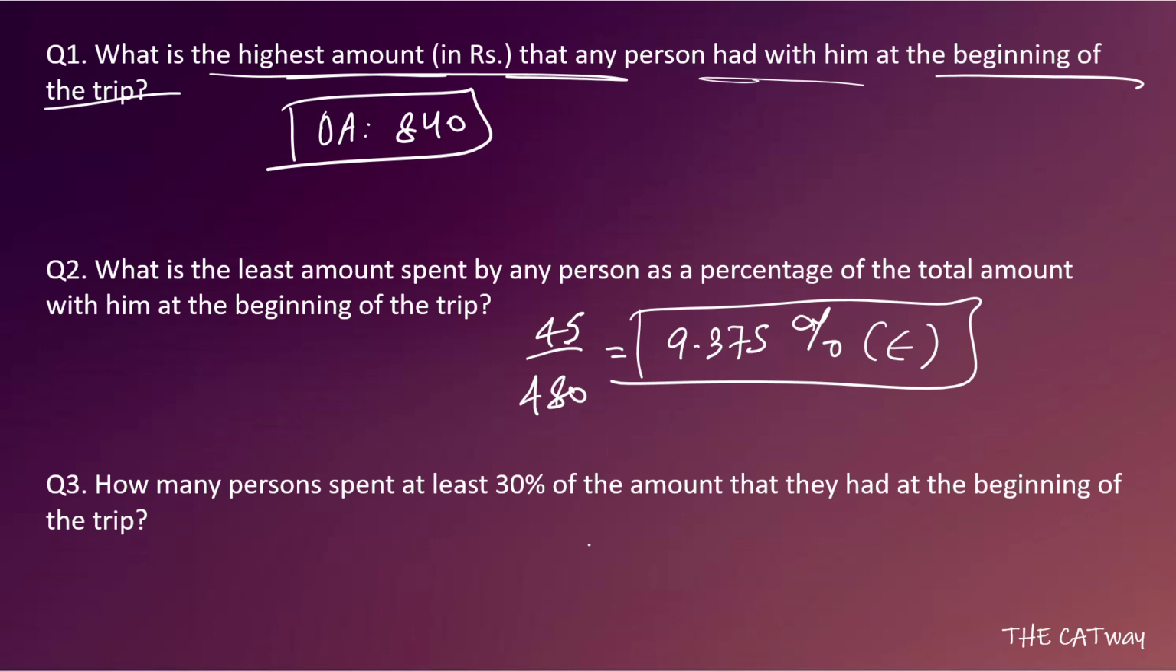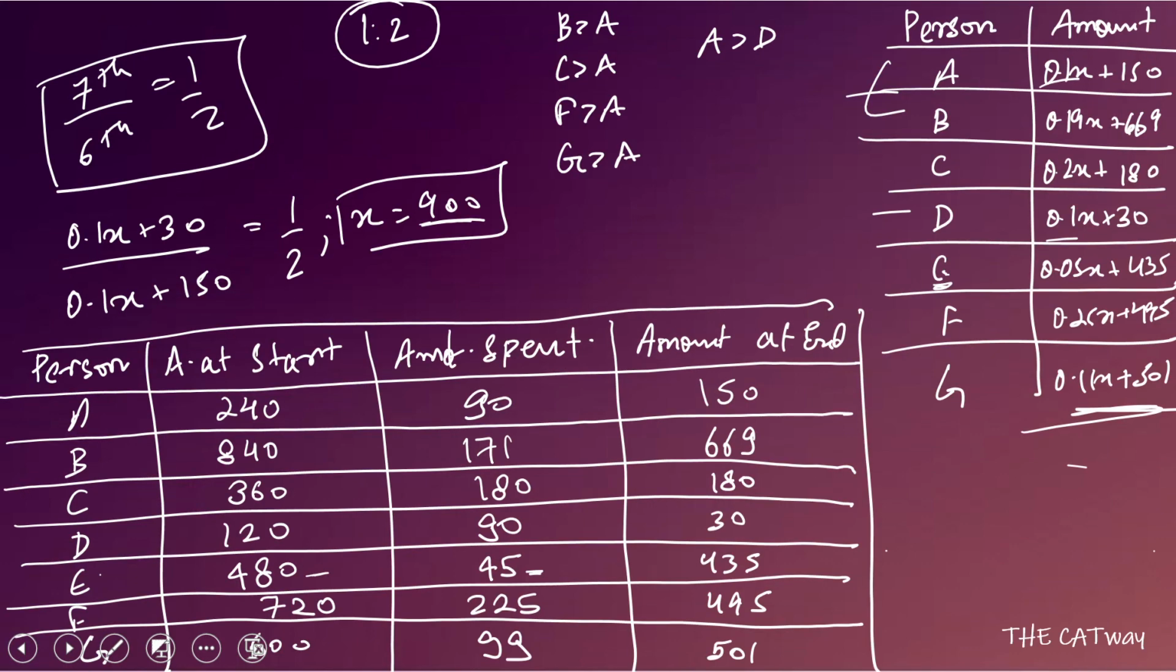Now coming to the third question, how many persons spent at least 30% of the amount they had at the beginning of the trip? Spent at least 30% which they had at the beginning of the trip. So let's see how many of them spent at least 30%.